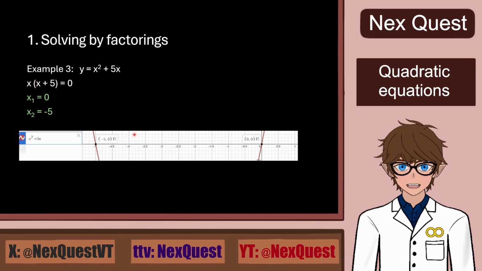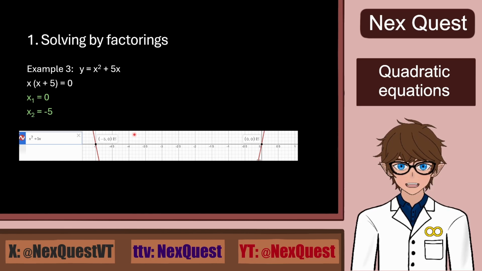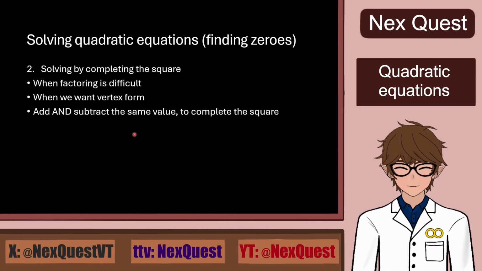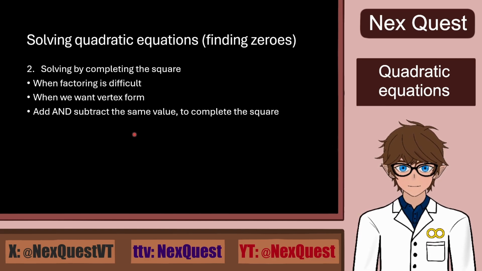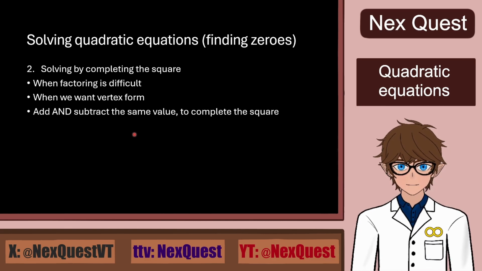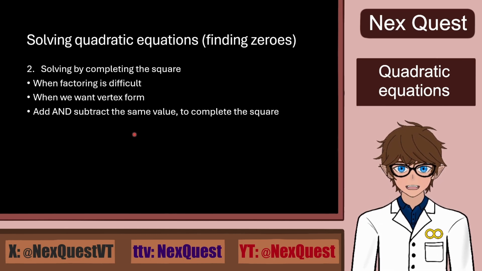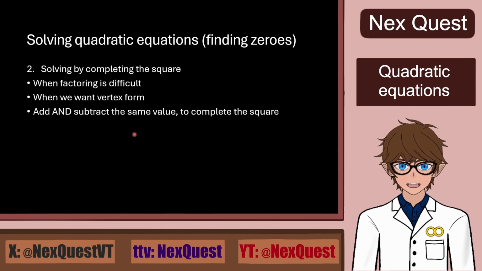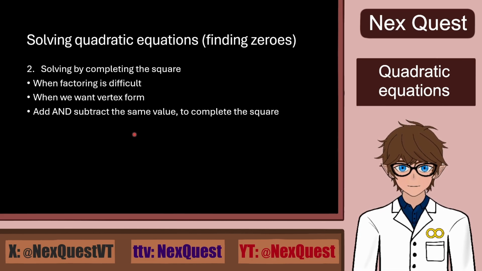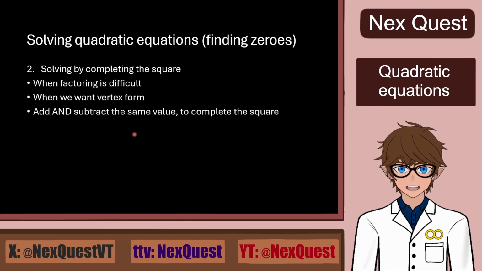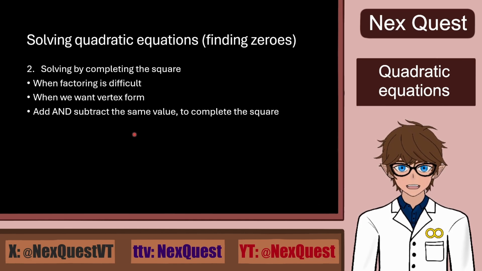Now that we remembered how factoring works, we can move on to more interesting methods, like solving by completing the square, and what that magic even is. When factoring is difficult, we use completing the square. When we want vertex form, we use completing the square. And we have to remember that when we do this process, we have to add and subtract the same value to complete the square. Hopefully you understand why we can do this from the equations lesson, last lesson or 2 lessons ago.